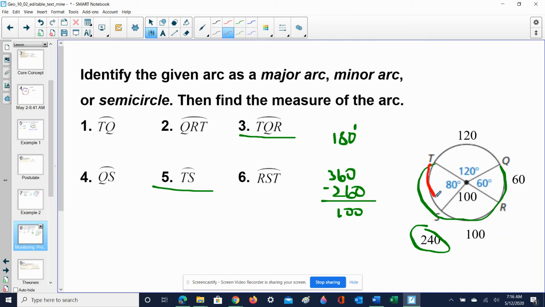All right, this piece here, same as the central angle, so that has to be 80 degrees, minor arc, and RST, again, 100 plus 80 is 180. That makes this a diameter, by the way. That makes this a semicircle, which makes it half.